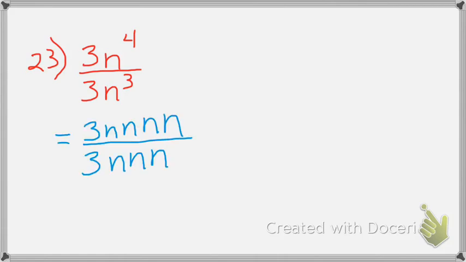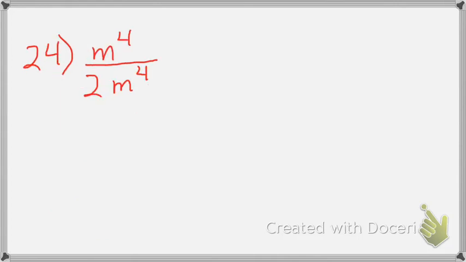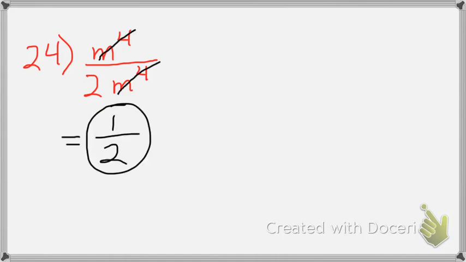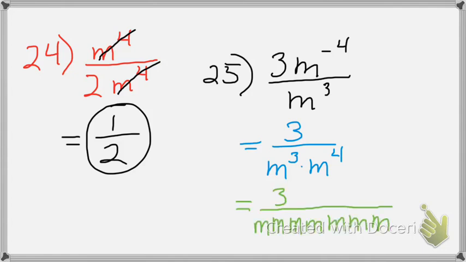Expand out, cancel out things that I can. I'm left with n only. M to the 4th divided by m to the 4th is 1. So I get 1/2 as my answer on 24. 25, move the m to the negative 4 to the bottom, and I get 7 factors of m in the bottom, which is 3 over m to the 7th.